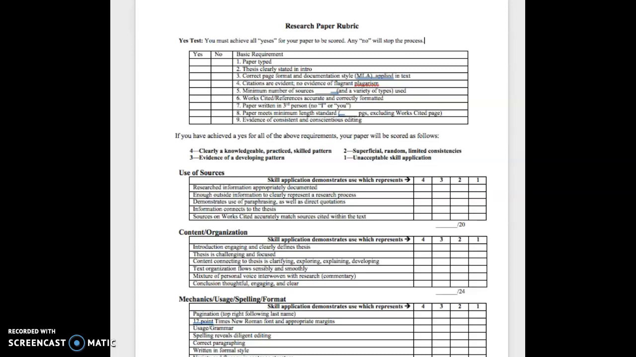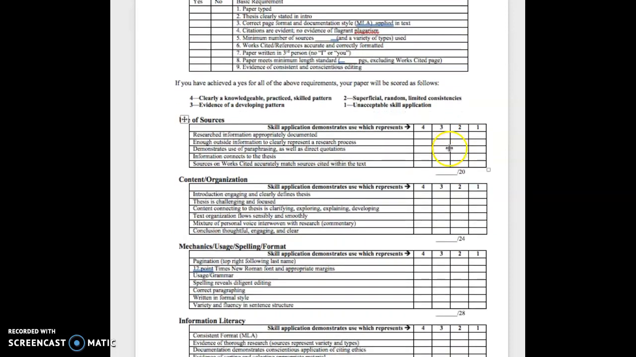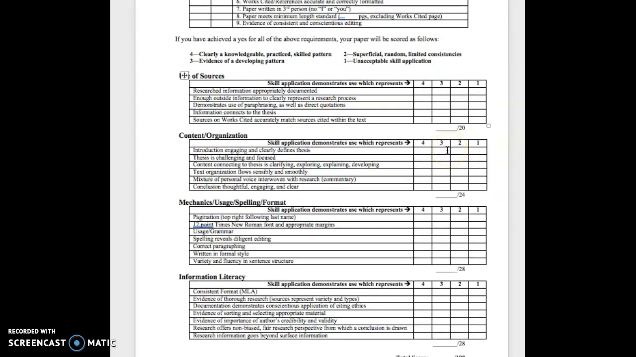Evidence of consistent and conscientious editing. In other words, the word I is actually capitalized, things like that. You want to just be careful of the obvious editing problems. Then, once your paper is good with this, I have to go down to this section. So a 4 is clearly a knowledgeable practice skill pattern. 3, evidence of a developing pattern. 2, superficial, random, limited consistencies. And 1, unacceptable skill application.